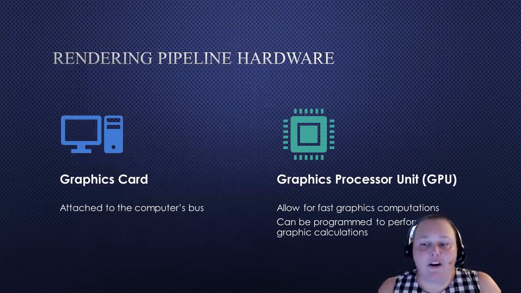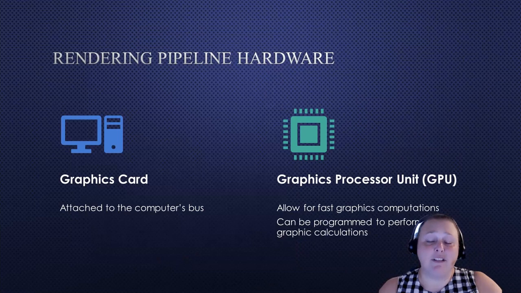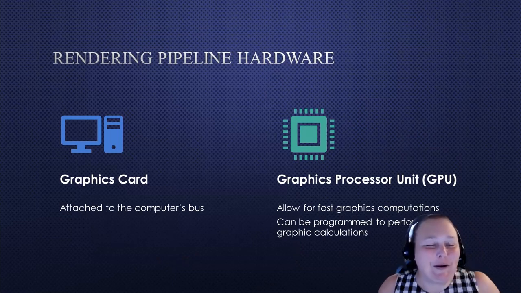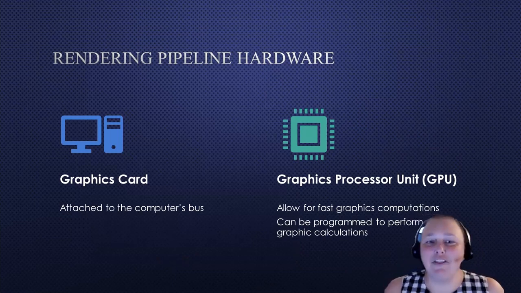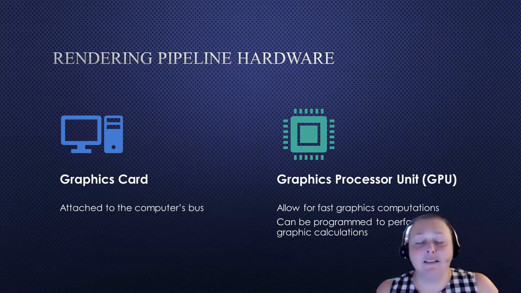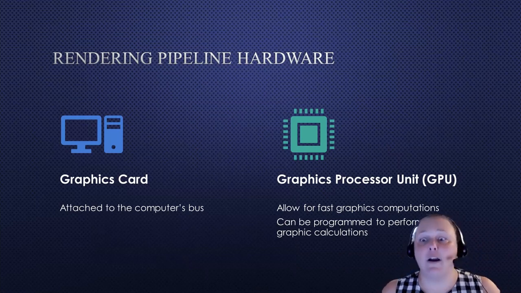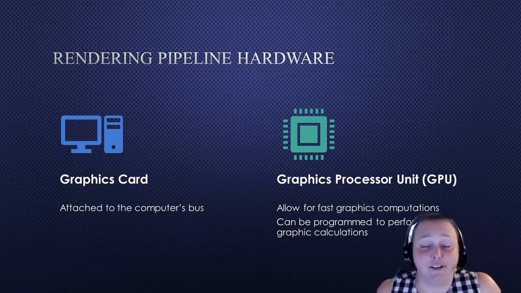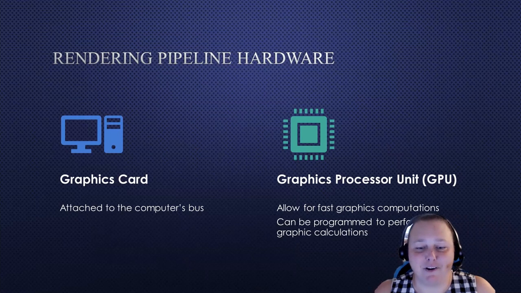Rendering pipeline hardware: there are a few different things that we use when it comes to computer graphics. We have a graphics card, which is going to be attached to the computer's bus system. And typically, this is what your monitors plug into on your home computers. The other thing that we do have is a graphics processor unit, or a GPU. This is specialized for graphics. It's going to allow for very fast graphics computations, renderings and redraws, and it can be programmed to perform non-graphic calculations. So even though you have a GPU, you don't necessarily need to use it for graphics.